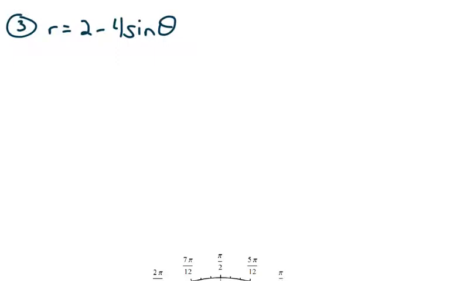I got another type of function here. Once again, I'm going to pause the video. I'm going to make my whole table, and then we'll pick it right back up.